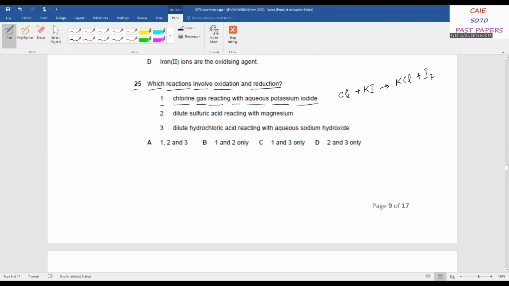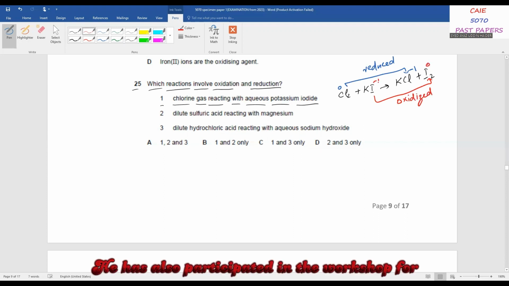And this is an example of a redox reaction because in this reaction, chlorine is reduced and iodide is oxidized. Chlorine is reduced because its oxidation number has changed from 0 to -1. Iodide is oxidized because its oxidation number has changed from -1 to 0. So this statement is correct.